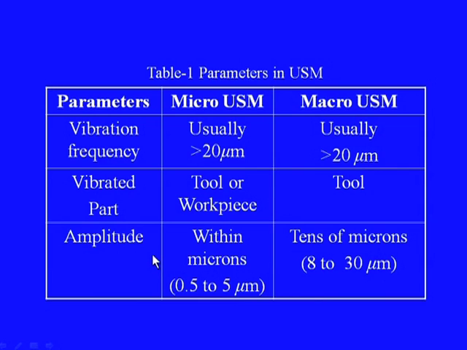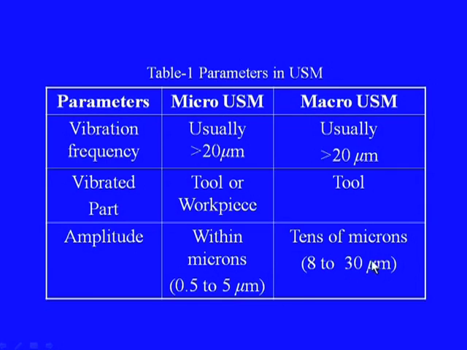And as far as the amplitude of vibration is concerned, in micro USM it is generally limited to 5 micrometer amplitude, it can range from 0.5 micrometer, whereas in case of macro USM it is in between 8 to 30 micrometer depending on the application and so on, and it can slightly vary lower than this or higher than this as well. But in general if we see the range, this is much higher than that of the range used in micro USM, which is the maximum range is 5 micrometer.